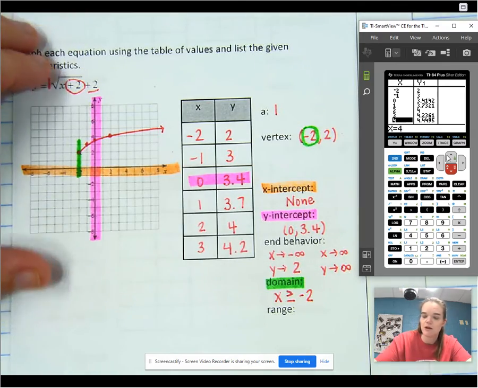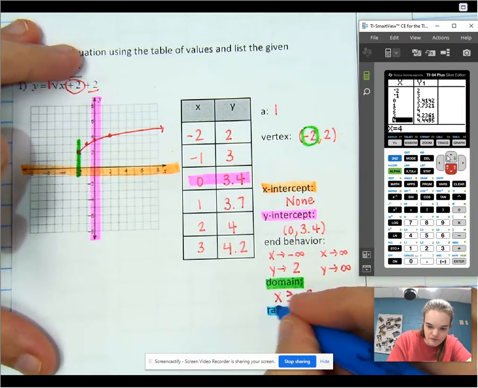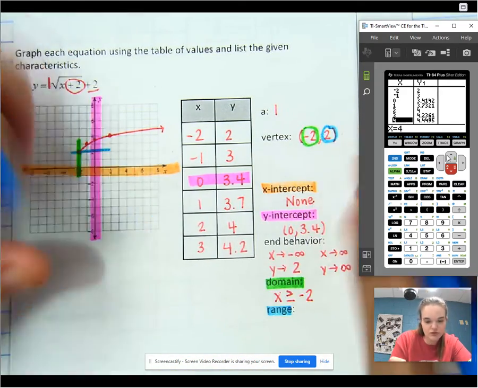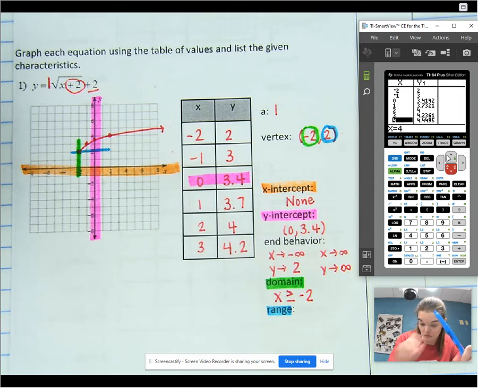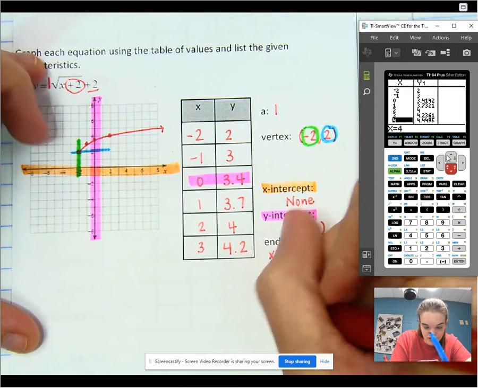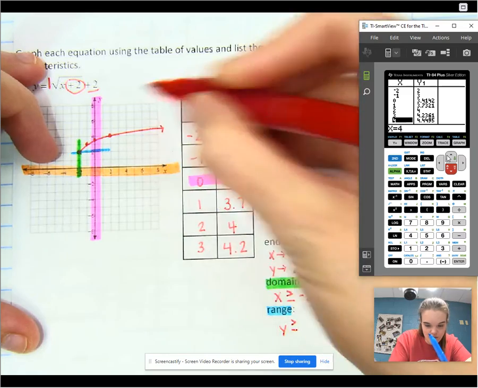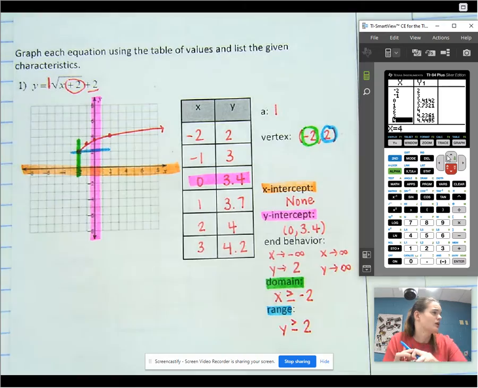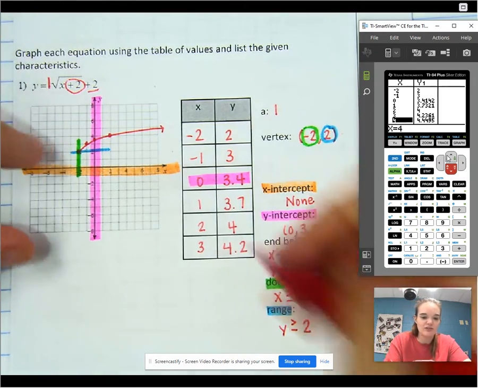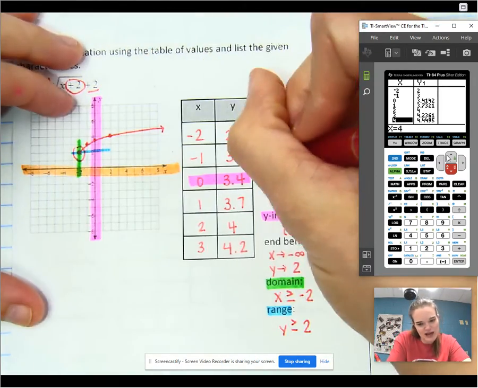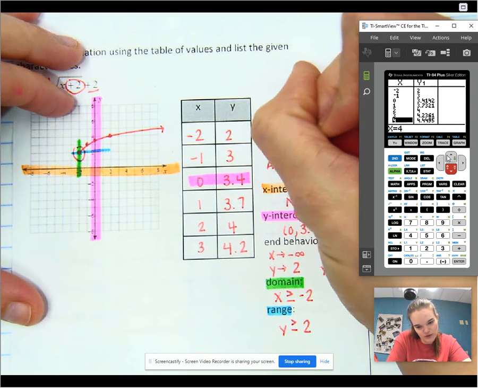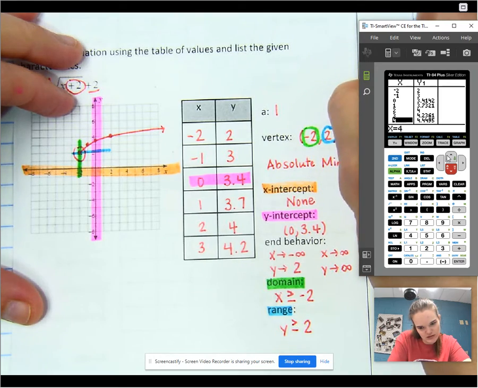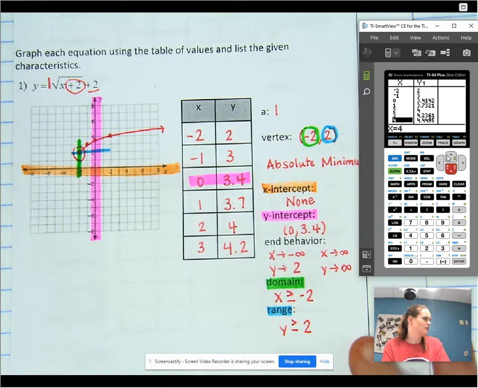Okay? The range starts here at +2. So it is y is greater than or equal to, because it's going up, positive 2, and that number came from right here. Something that we're going to identify in square root is, since this is the lowest point, it is an absolute minimum. You cannot go below it. It is an absolute minimum. Okay. Once you get that opened up, we're going to do number 2 as well.